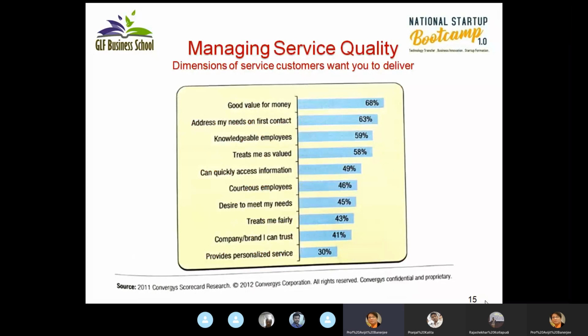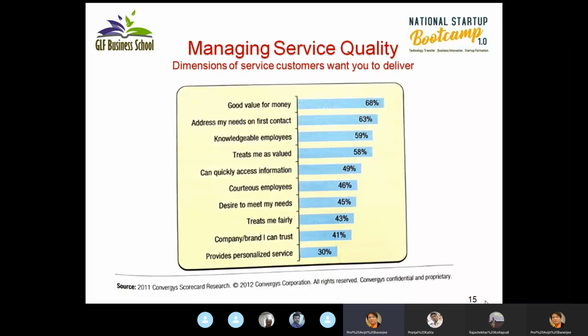To understand managing service quality, we also need to understand the dimensions of service customers want you to deliver. A most recent study sheds light on the service dimensions that customers would most like companies to measure. In this figure, the ability to deliver good value for money and to address customer needs on the first contact rose to the top.